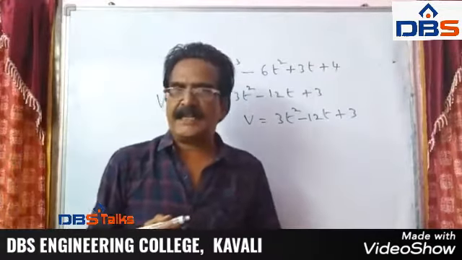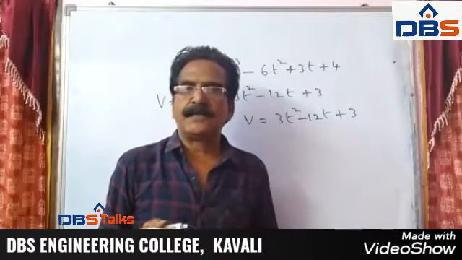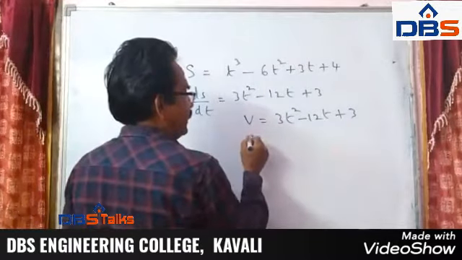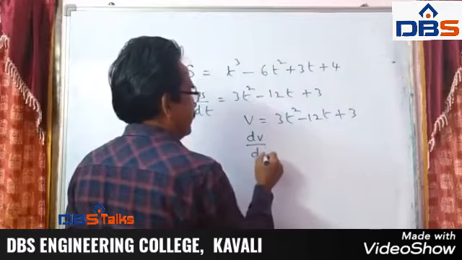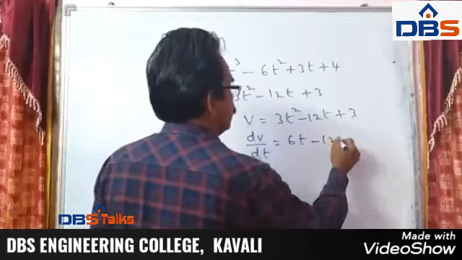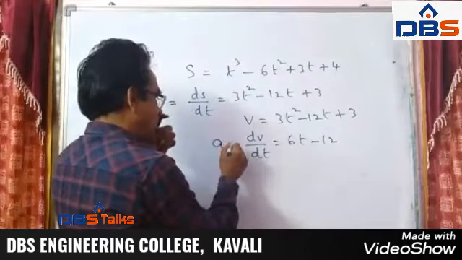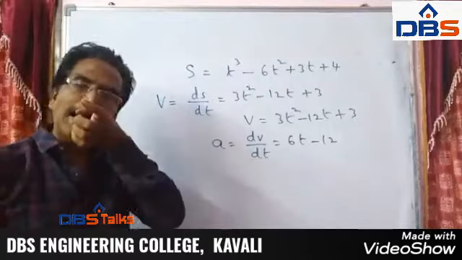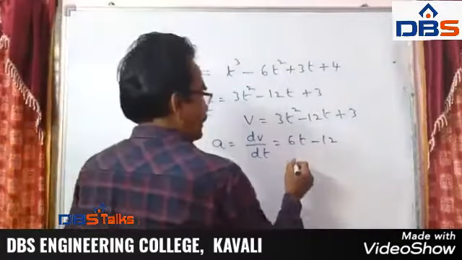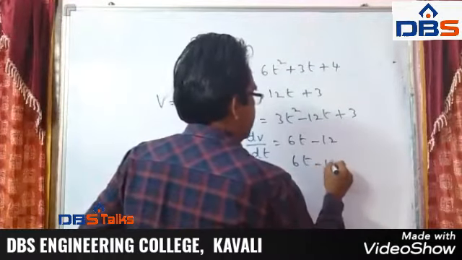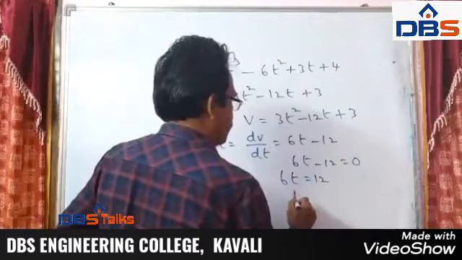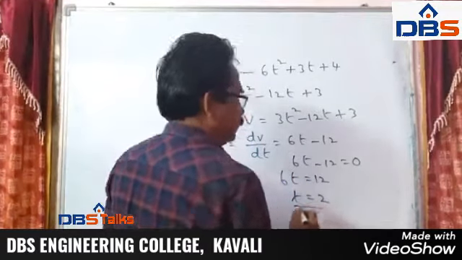Now we have to find the acceleration because we have to find the velocity of the particle when acceleration is 0. So let us find the acceleration. Acceleration is dv by dt, that is equal to 6t minus 12. Now what is given? Acceleration is 0. That is 6t minus 12 is equal to 0. 6t is equal to 12. t is equal to 2.